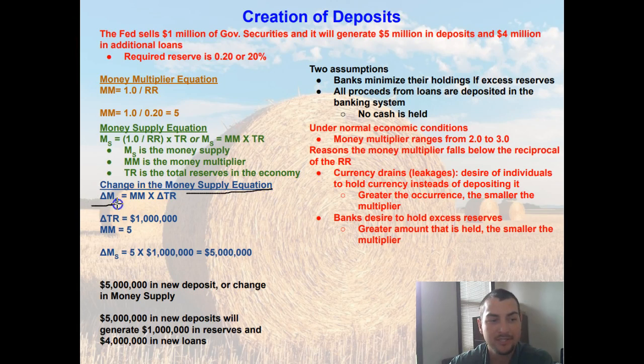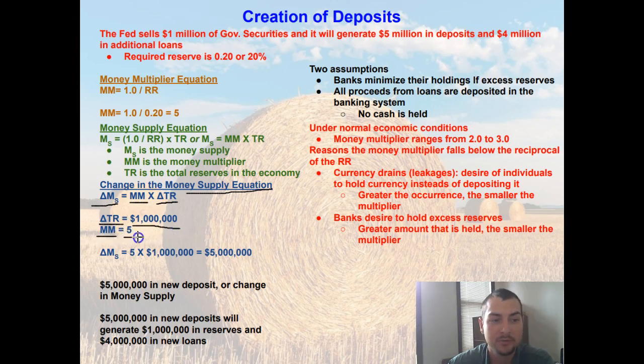So now we're going to calculate the change in the money supply. If we want to figure out how much the money supply is going to increase or decrease by, we can figure that out with the money multiplier times the change in the total reserves. If you remember, our change in total reserves was that $1 million added in by the Fed. The Fed bought $1 million worth of securities that put the money back into the hands of citizens who deposited it in the bank, and the change in the total reserves was $1 million.